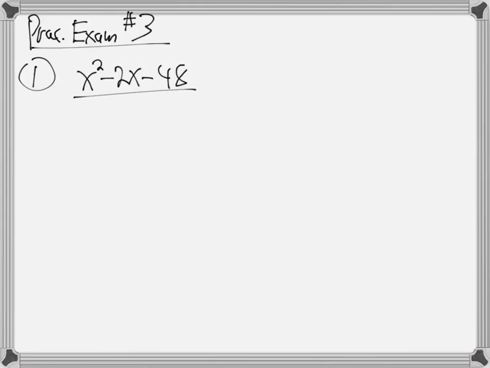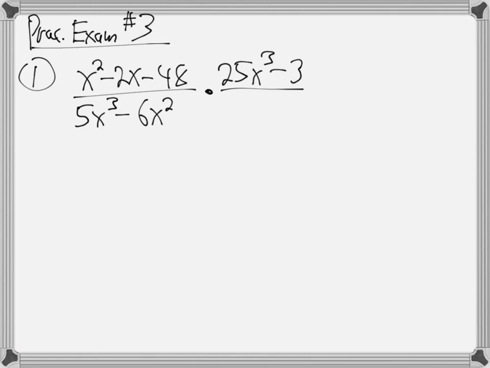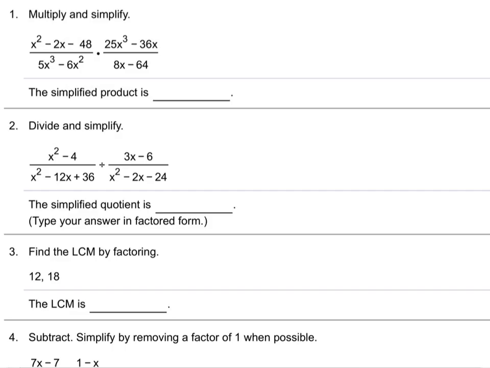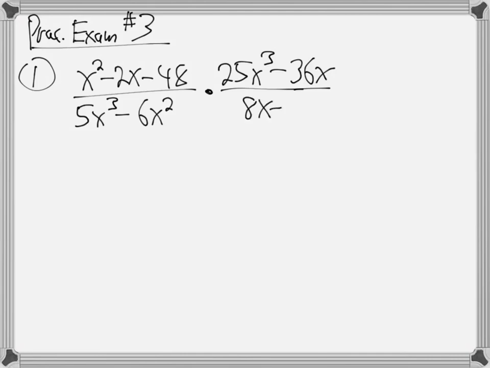Over 5x cubed minus 6x squared. Twenty five x cubed minus 36x. Eight x minus 64. Okay, so yeah, they want me to simplify that. What am I supposed to do? Bunch of factoring, huh? We have to factor all those. It's like four factoring problems, isn't it? So let's do it. How do we factor?